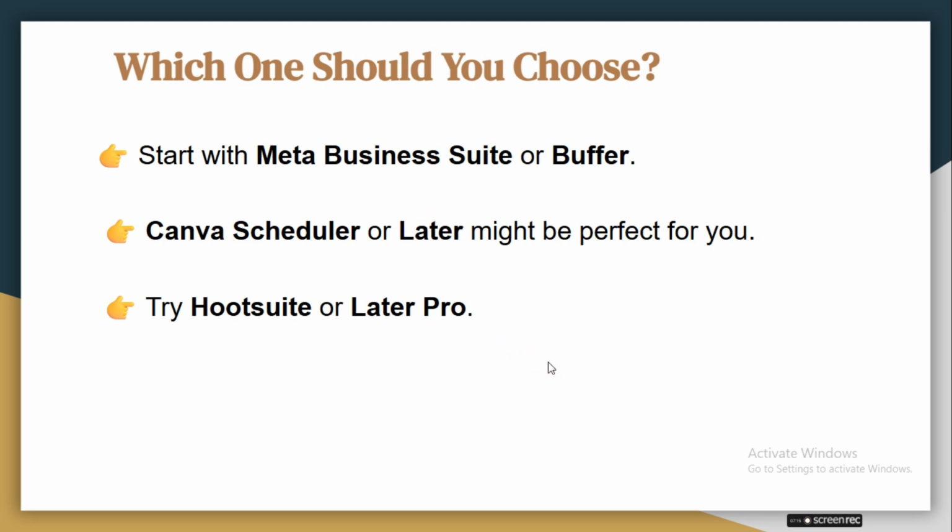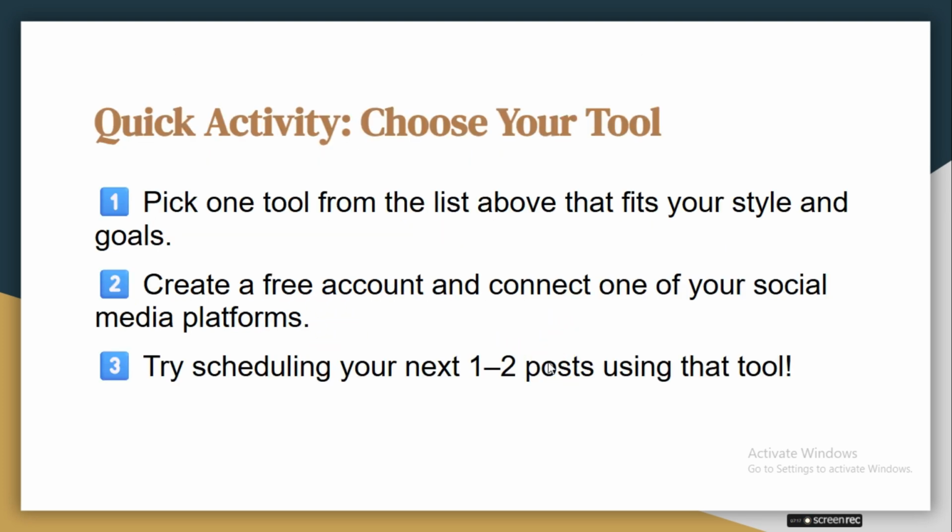Quick activity. Choose your tool. 1. Pick one tool from the list above that fits your style and goals. 2. Create a free account and connect one of your social media platforms. 3. Try scheduling your next 1 to 2 posts using that tool.